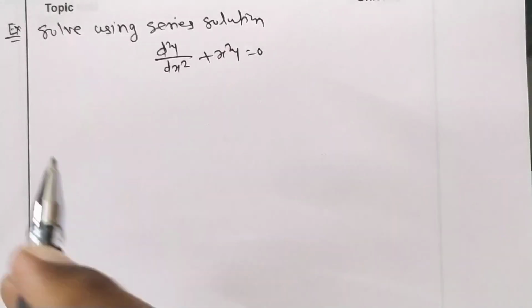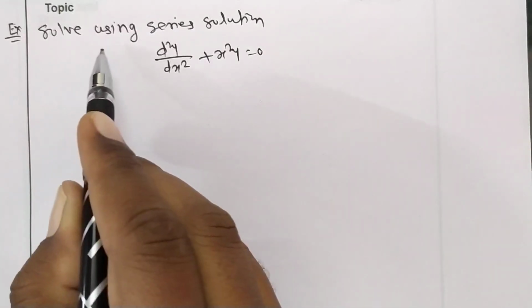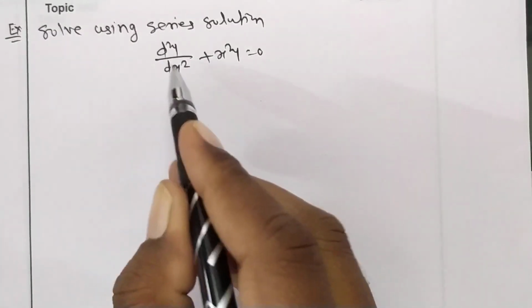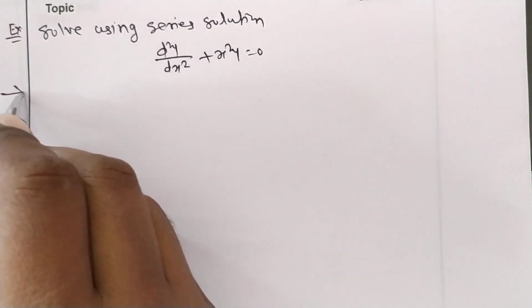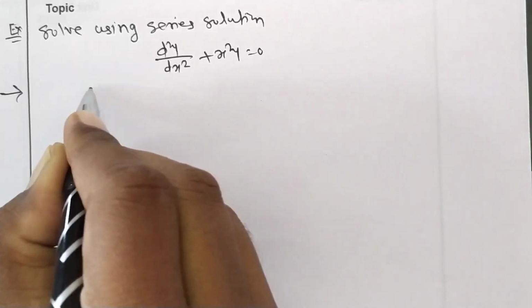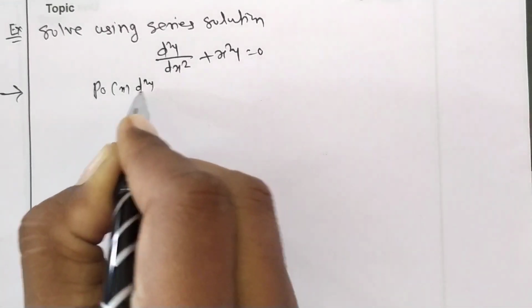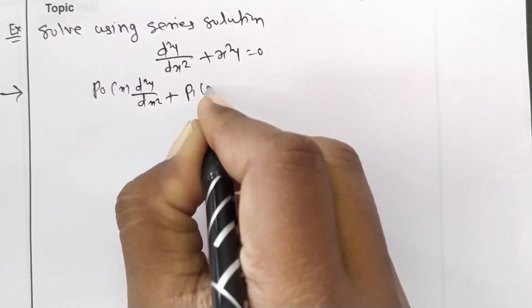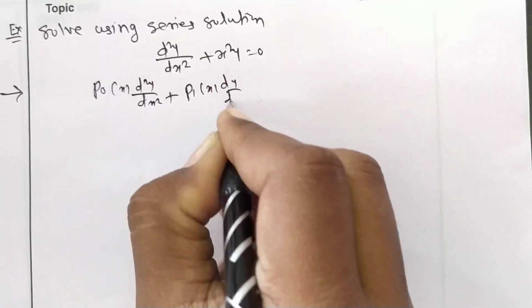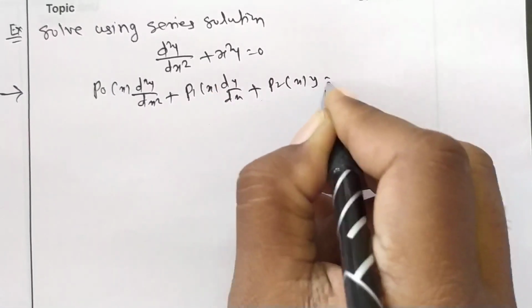Today we are going to start problems on series solution. So the first problem is: solve using series solution d2y by dx square plus x square y is equal to 0. So we have to start the solution of this differential equation. We know that a differential equation is p0 of x d2y by dx square plus p1 of x dy by dx plus p2 of x into y equal to 0.